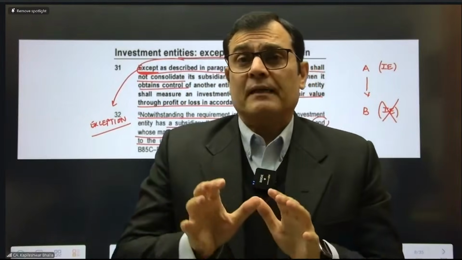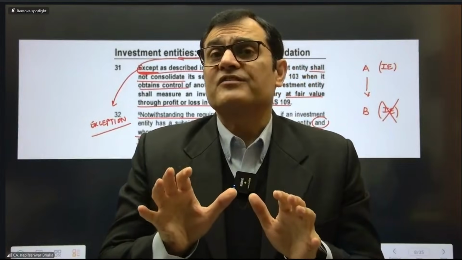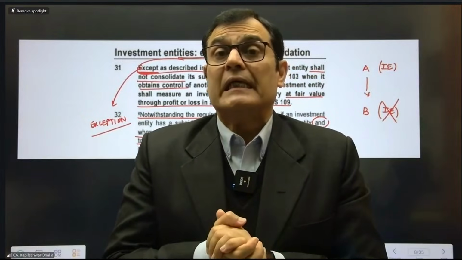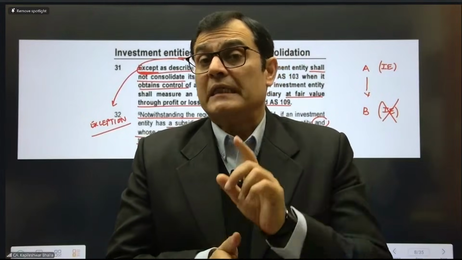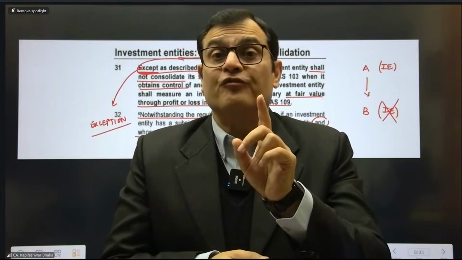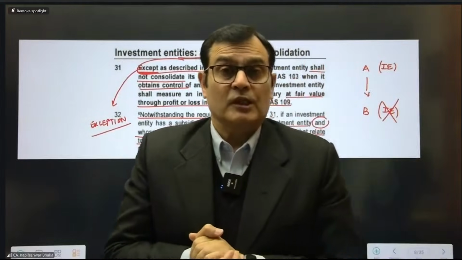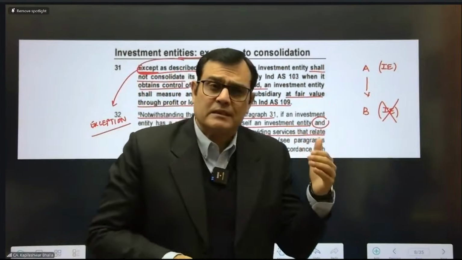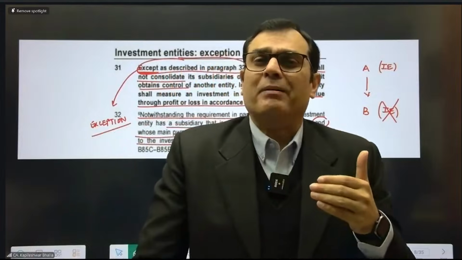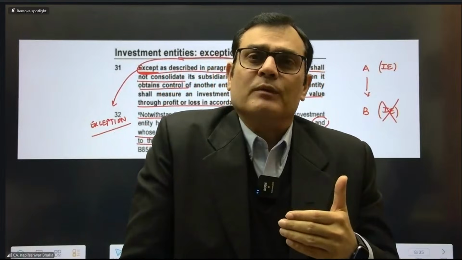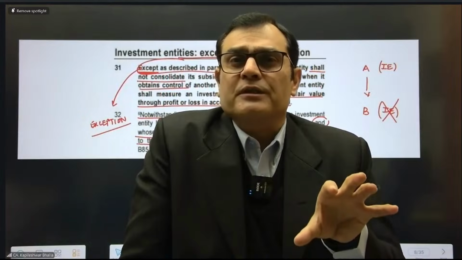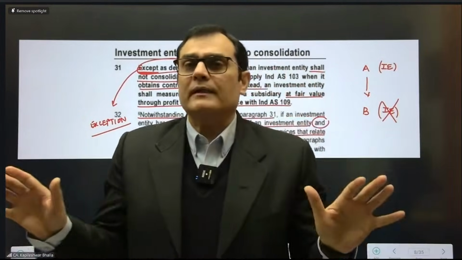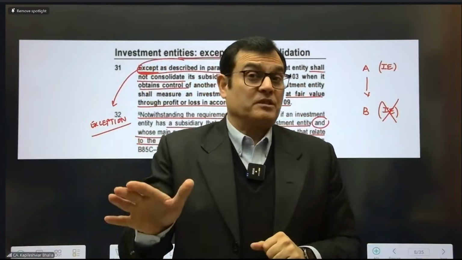I'll tell you, to become an investment entity, there are a lot of stringent conditions. I would say there are almost 6, 7 conditions, and you need to meet all of them. Even if one condition fails, you fail to become an investment entity. So it is quite possible that B is doing activities similar to A, but because of the stringency of the parameters, it fails to be designated as an investment entity.